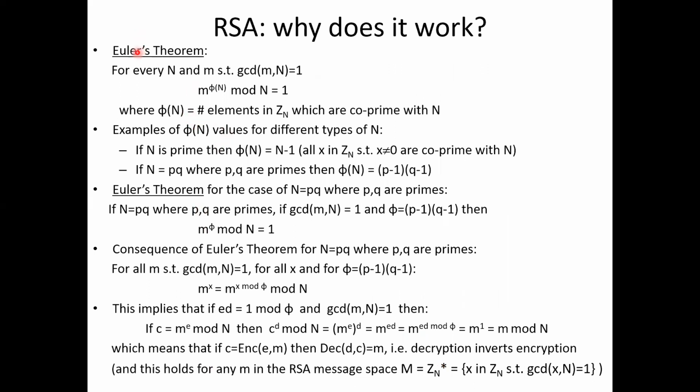So now, this is called Euler's theorem. For any modulus n, if you have an integer that is coprime with the modulus, then there is a fixed number called phi of n, such that this number exponentiated to phi of n, mod n gives you a unity. That phi of n is the number of elements in Zn which are coprime with n. In other words, the number of elements in Zn star.